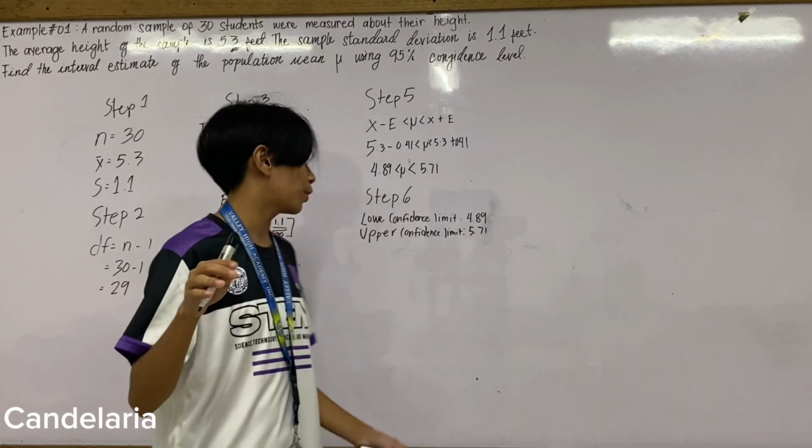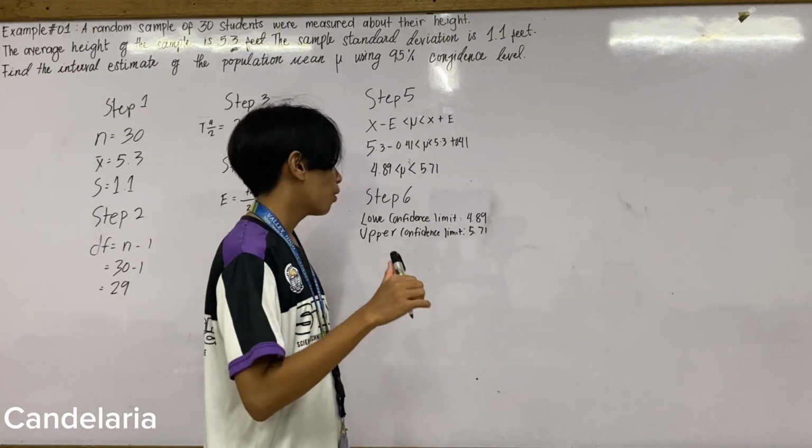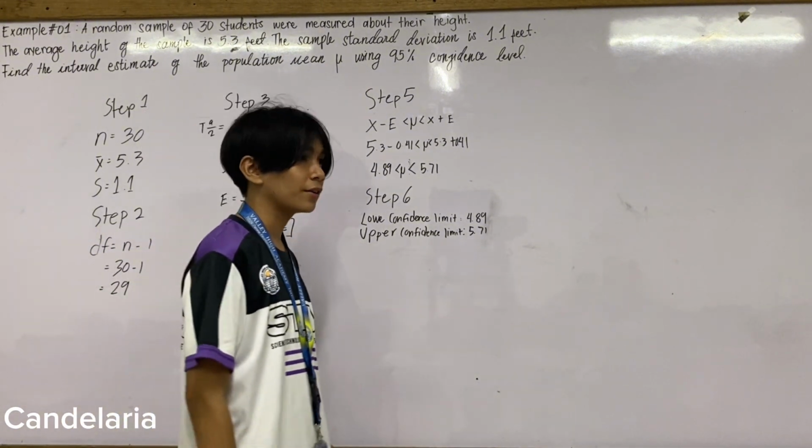And our upper confidence limit is 5.71, and that's all.